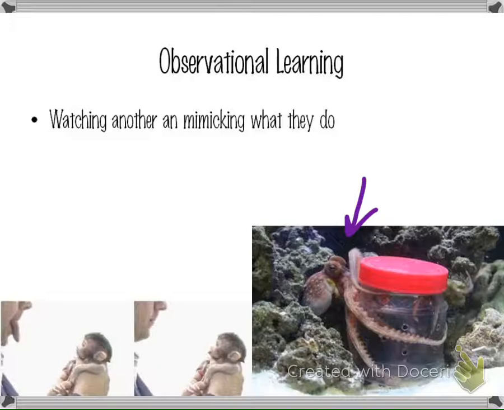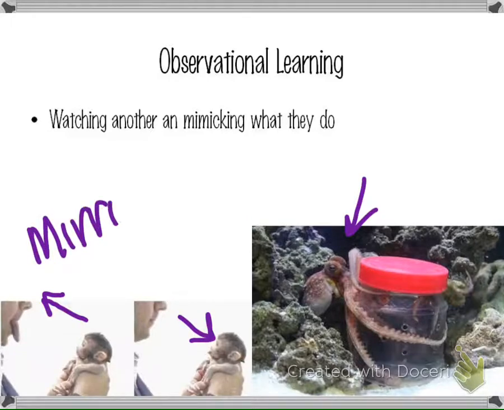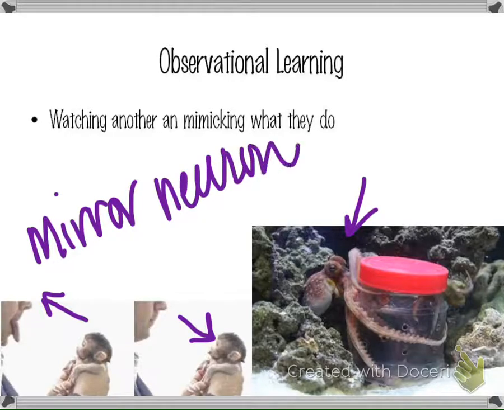A monkey will watch a researcher stick their tongue out, and the monkey will stick their tongue out. There's also this idea of mirroring, a mirror neuron. And the idea is that as you watch someone do something, 10% of the neurons you need to do that will be firing in you to practice that motion.